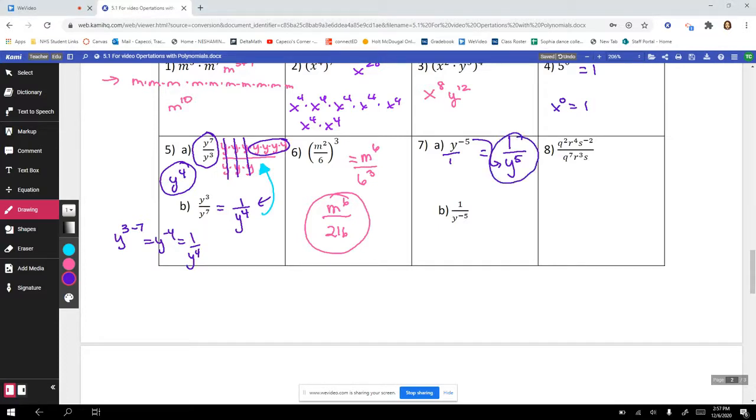Okay? The same thing holds true to the other side. There's my dividing line. This y to the negative 5th goes to the other side of the dividing line and becomes positive. So that answer is just y to the 5th. I don't even need a denominator there.